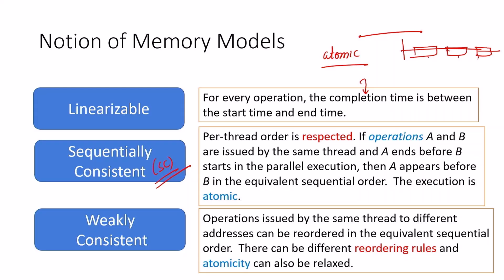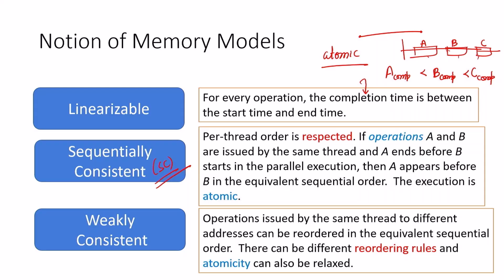Is that clear? So if any thread has issued operations A, B, and C, then A will have a completion time, B will have, C will have. We are not saying it has to be between the start and the end, but this condition has to hold. Is that clear? So you respect per thread order and you respect atomicity, and the equivalent sequential order is legal, right? This is sequential consistency.